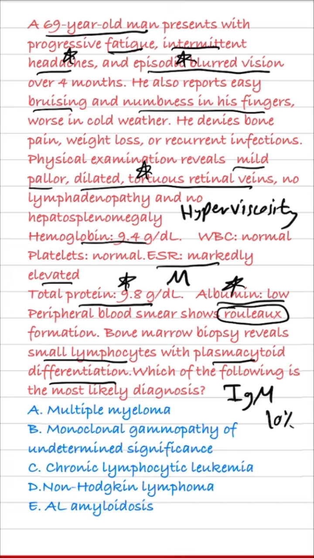So the question here asks: what is the most likely diagnosis? And there is no Waldenstrom macroglobulinemia mentioned. So were we wrong? Should we just choose multiple myeloma? Actually, this is why I made this video, to remind you with a simple note that Waldenstrom macroglobulinemia is a subtype of non-Hodgkin lymphoma. So the correct answer is D.